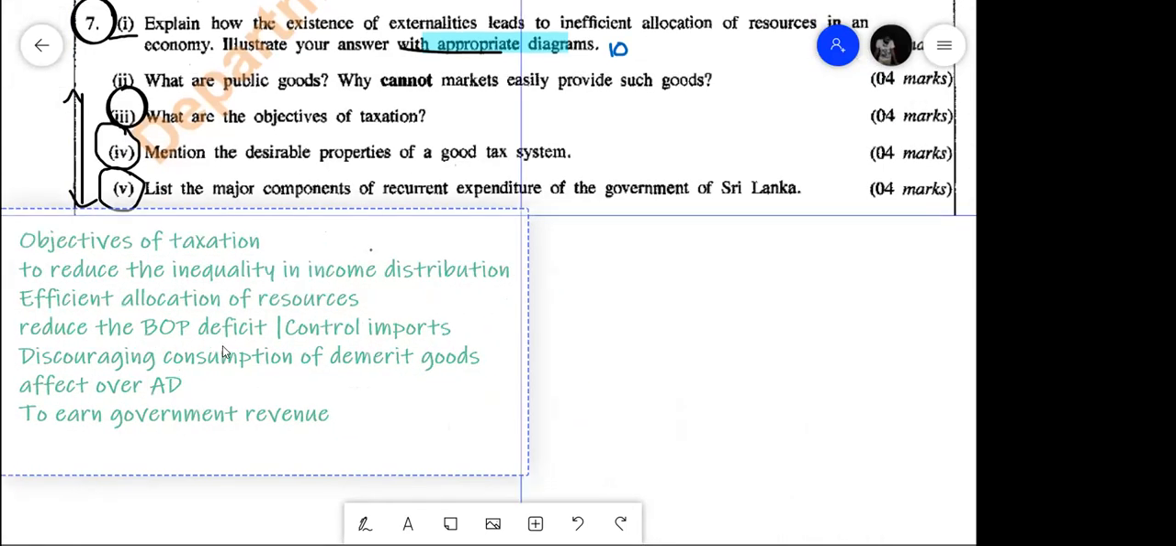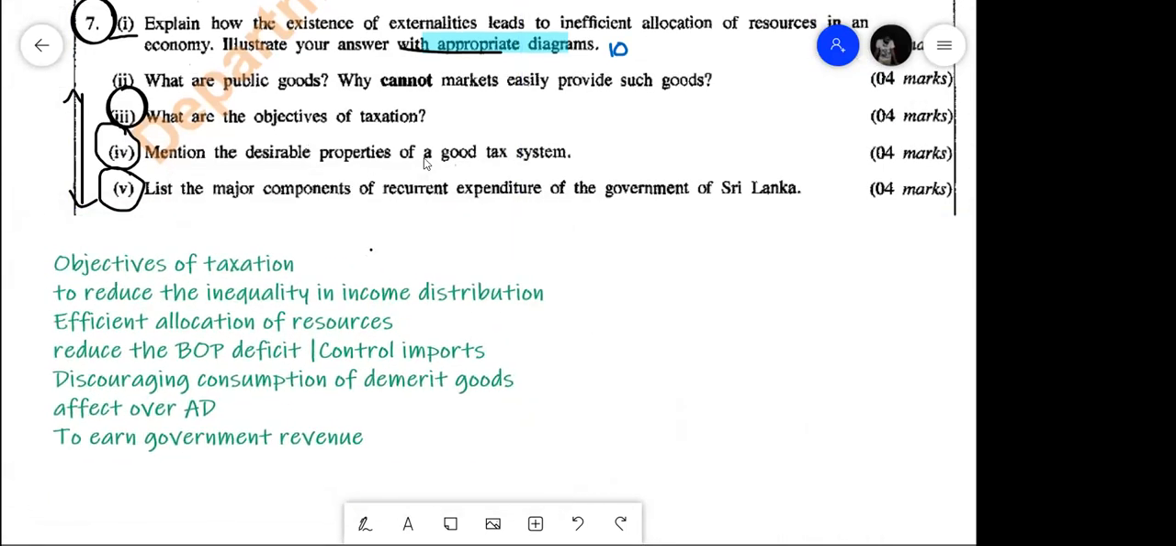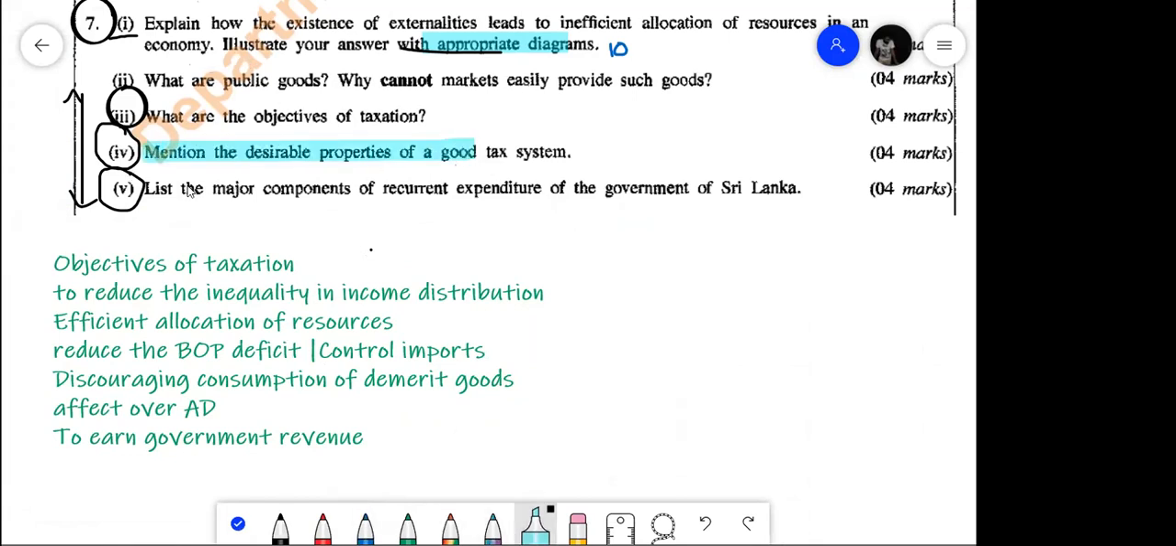An easy one. Then if they ask you the desirable properties of a tax system, guys, now they simply ask you to mention. You don't have to explain. You don't have to do all of that. So by now, I think you all should be able to answer this. You know, equity, flexibility, neutrality, but being cost efficient, right? What else? Certainty, right? Simplicity, convenience. Put all of that, right? That is what you have to do. Mention the properties. Okay. If they tell you to explain, yes.